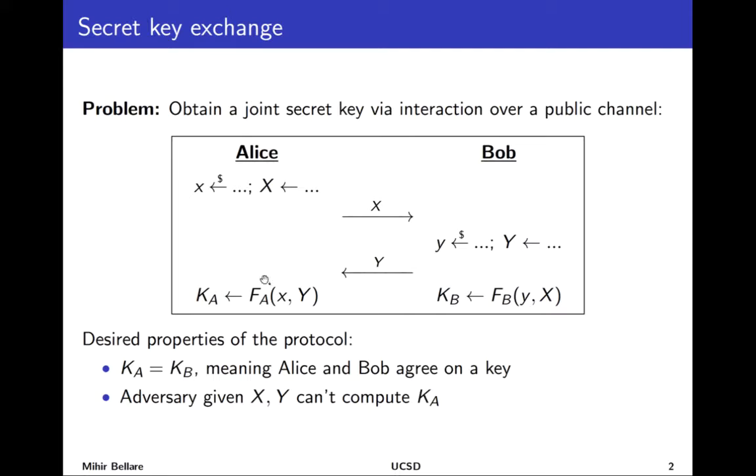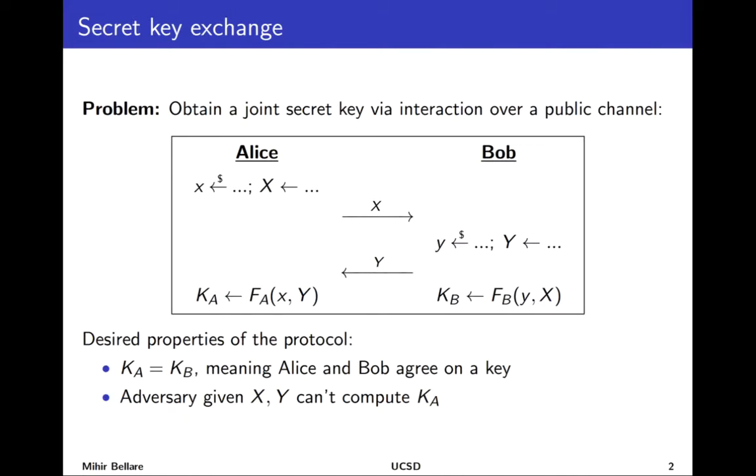And then each of them will apply some public functions to their original choices, Alice's choice being this one here, and to the information Bob sent, in her case, to get a key. Likewise, Bob will compute a certain public function on his original random choices and the information Alice sent and get a key. And what we want at the end of the protocol is that the keys are equal. Alice and Bob get the same key.